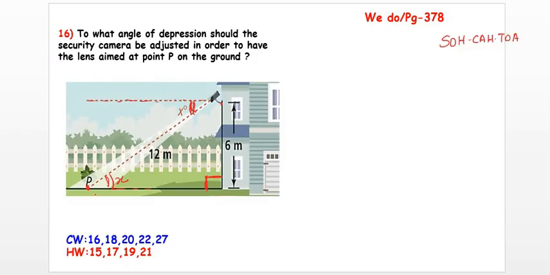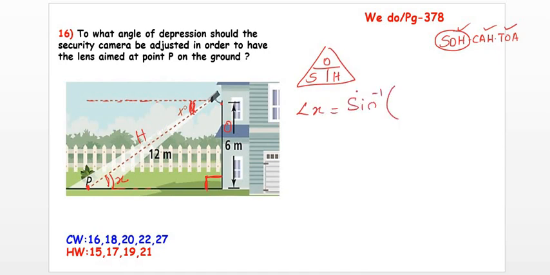So how can we decide which of these can help me? Look at the opposite side. This is the opposite side, and this 12 meter is actually the hypotenuse. And I'm trying to find, now O and H are in this ratio. So make the triangle. It's going to be like this, SOH, because we are trying to find the angle. So it's going to be sine inverse, right? So angle X will be equal to sine inverse what?